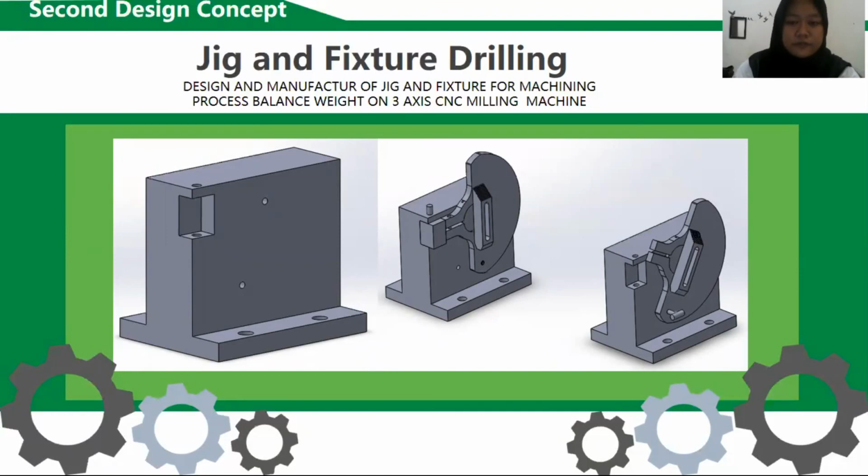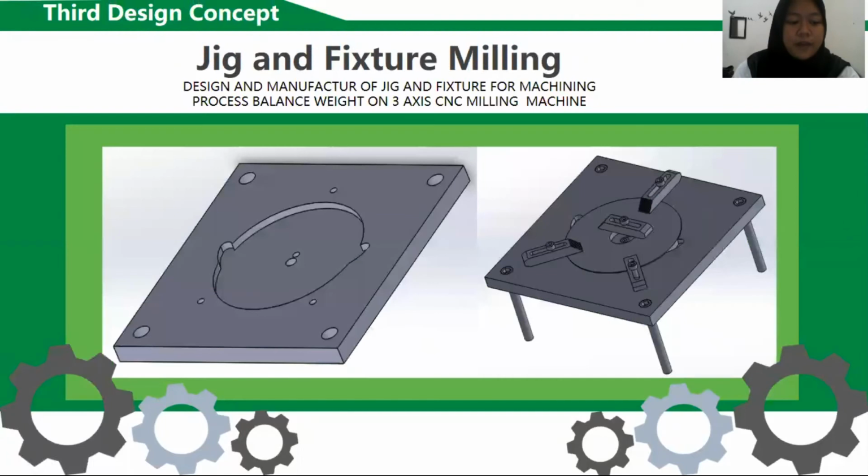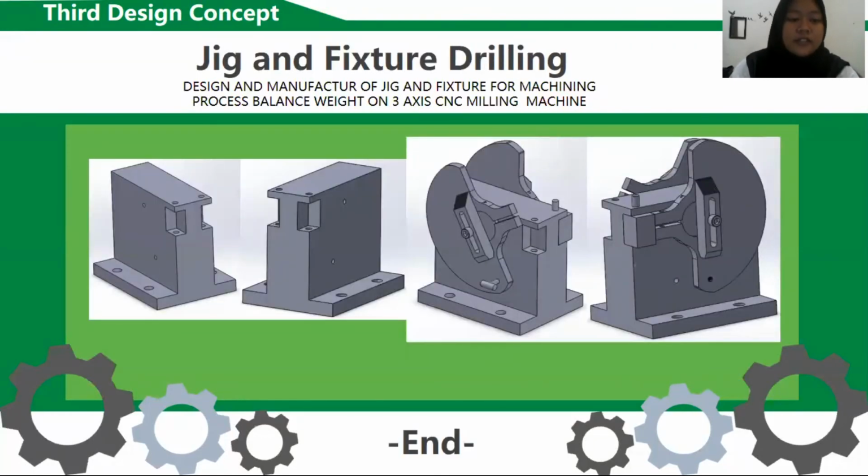process flow. Third design concept has two advantages and disadvantages. Jig and fixture milling: strong jig, easy to manufacture, but long time estimation to make the jig, less efficient jig operation, material expensive price. For jig and fixture drilling: strong jig, material is priced, multi-jig, easy to repair, but complicated design, long time estimation to make the jig, less efficient machining process flow.